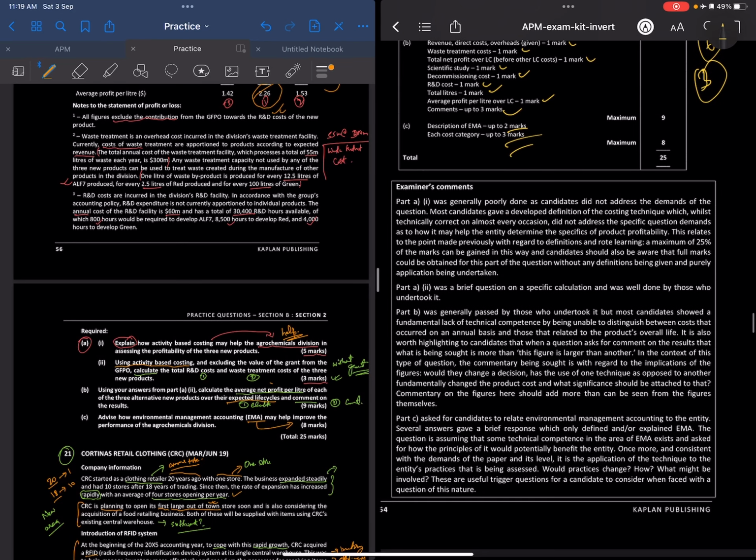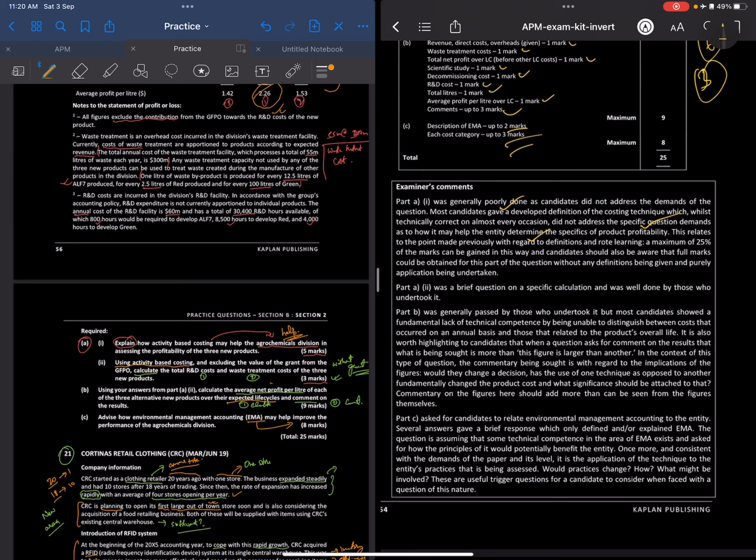Okay, so that's one thing. And then we need to look at the examiner's comment. So part A was poorly done by candidates, who did not address the demands of the question. Candidates gave a developed definition of the costing technique which, whilst technically correct on every occasion, did not address the specific question demands as to how it may help the entity determine the specifics of product profitability. It did not talk about the waste, R&D, right?